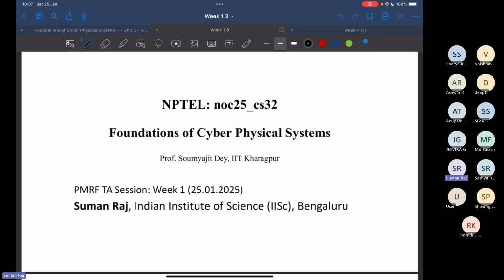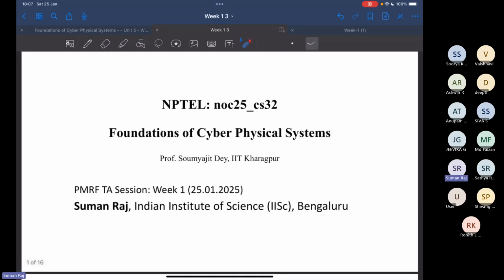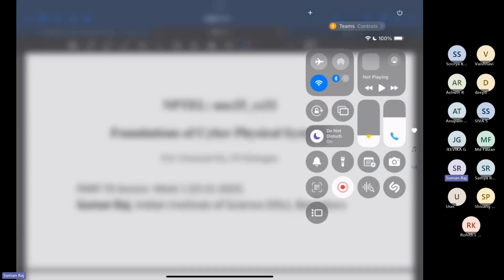Okay, I guess the number of people has saturated, so let's get started. Welcome everyone to the first TA session of this course, Foundations of Cyber Physical Systems. This is basically the TA session offered by these PMRF students. I'm from IISc Bangalore and I'm pursuing my PhD here. I'm doing this TA-ship as a part of my PMRF program.